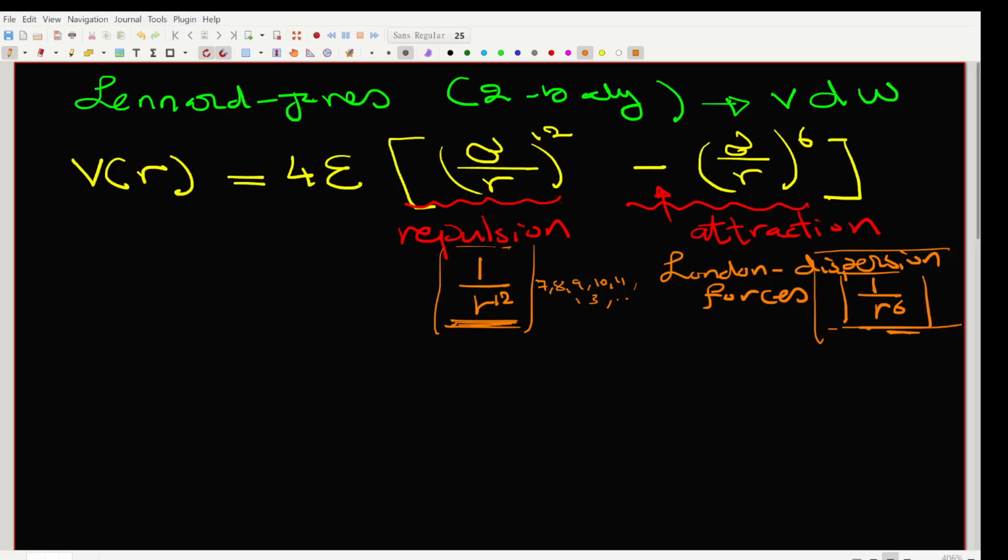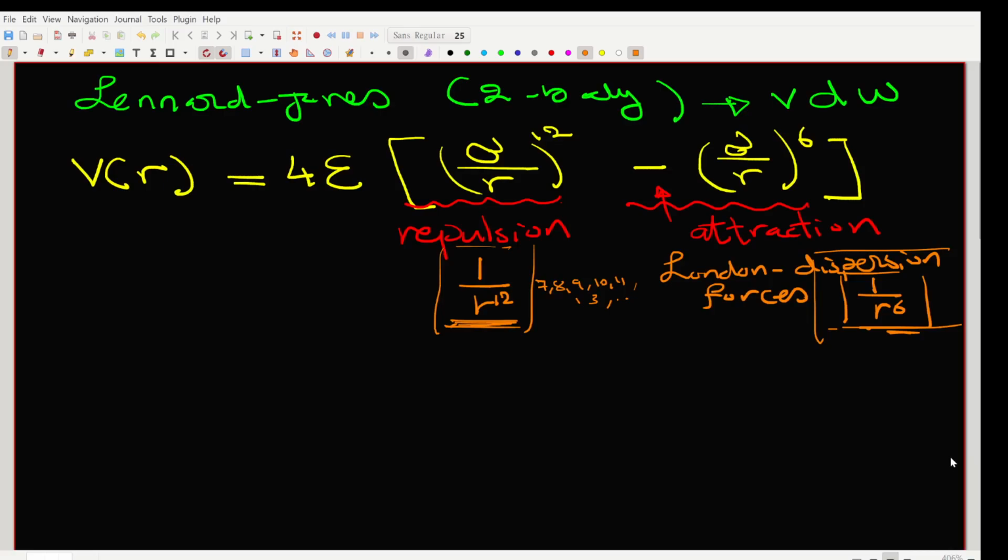So back in the old days, because of the difficulty in carrying out such computations with pen and paper, it was much more convenient to have it just as the square of the 1 over r to the power 6. All right, so we have a general idea about the shape of the function.